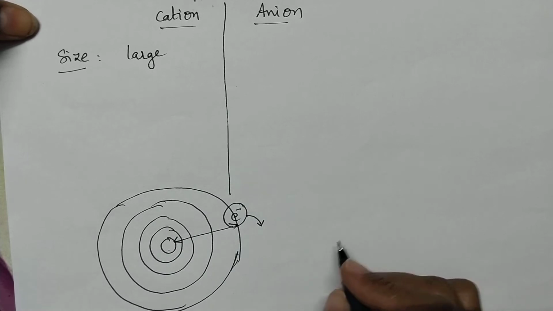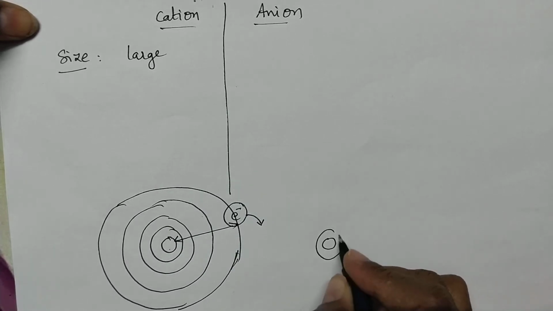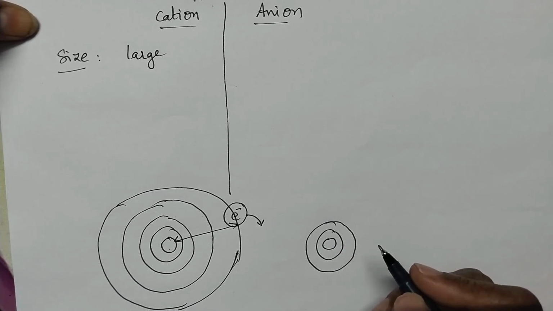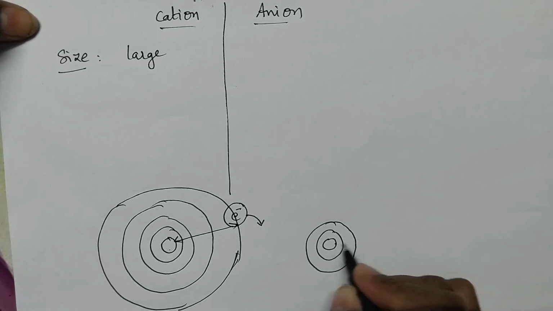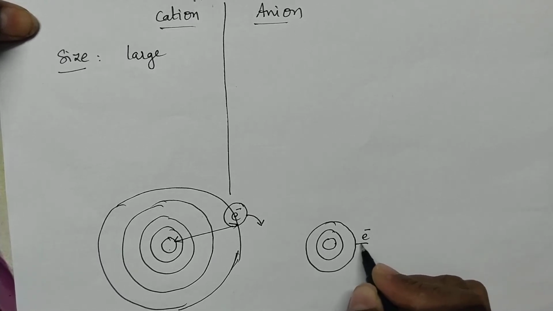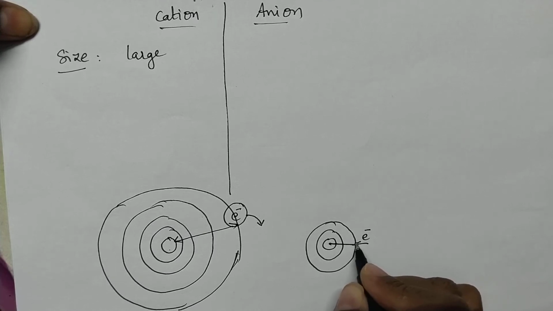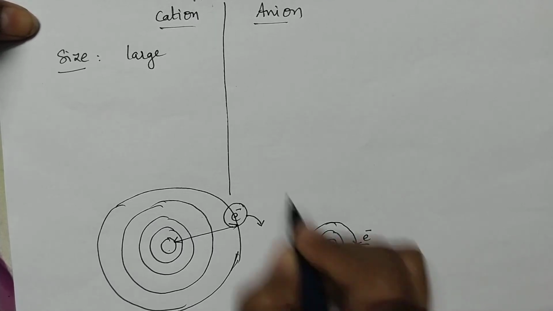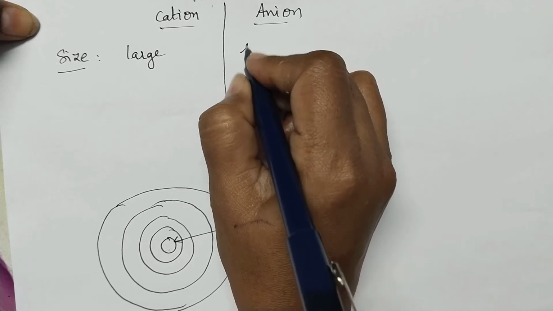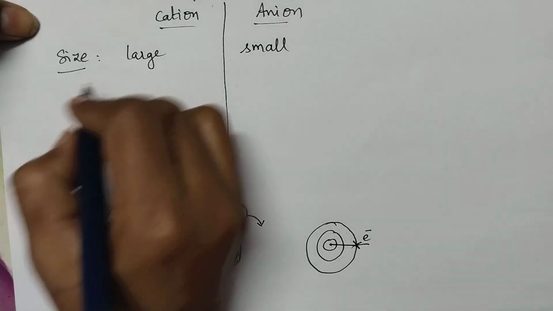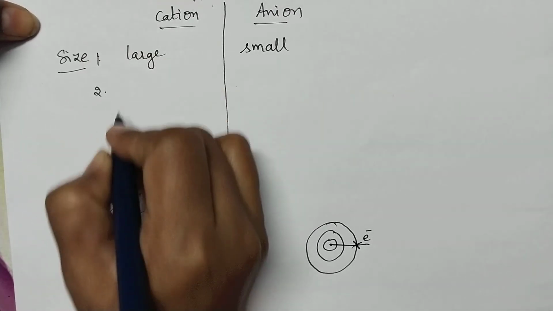And coming to the anion, if the size of the atom is small, then it readily results in the formation of an ionic bond. Why? Because whenever an electron is added to the outermost orbit, if the size of the atom is less, then it can hold that electron more tightly. So the size of the anion should be small for the formation of an ionic bond. And what is the second condition?